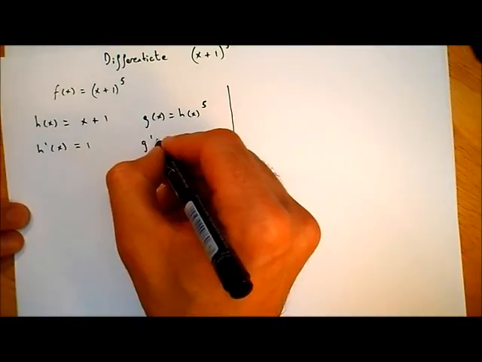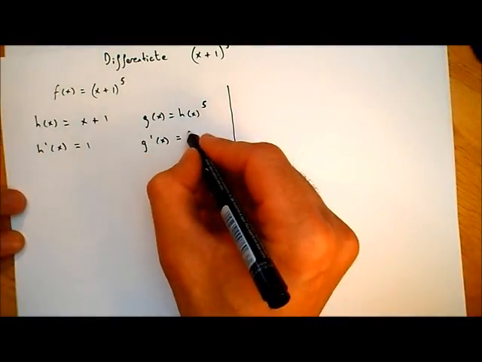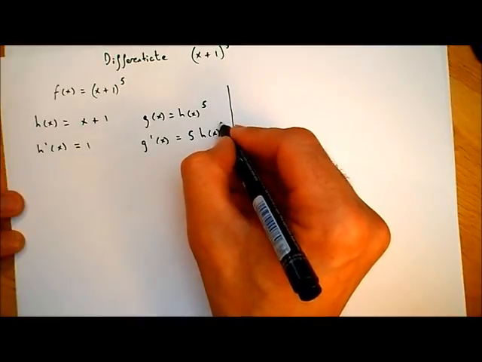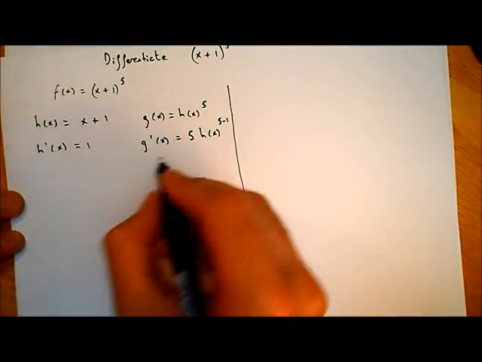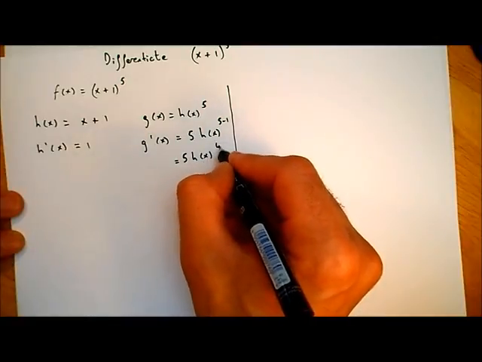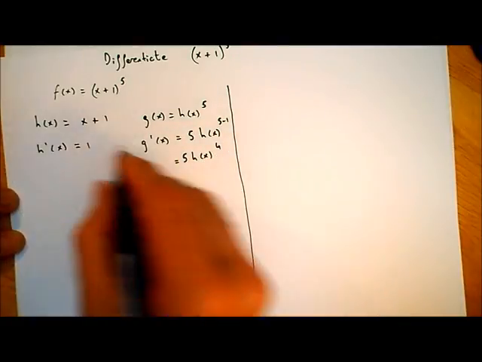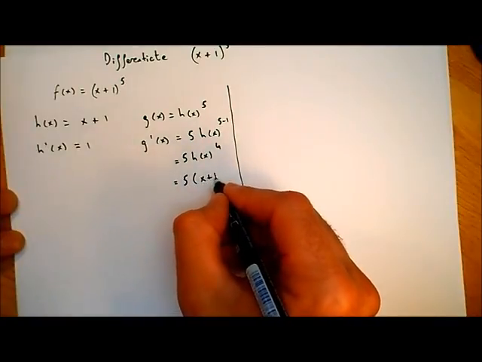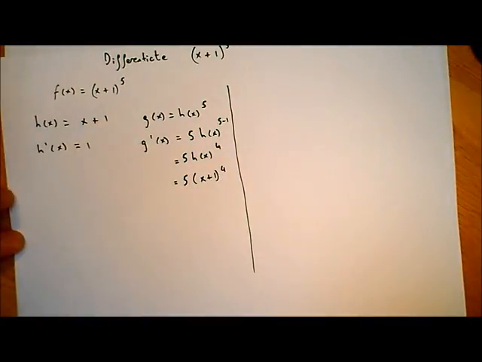I can also differentiate g dash x. So I can use the x to the power of n rule to get 5 times h of x all to the power of 5 minus 1, which is 5 times h of x to the power of 4. And I can replace h of x with x plus 1 now. So I have 5 times x plus 1 all to the power of 4.